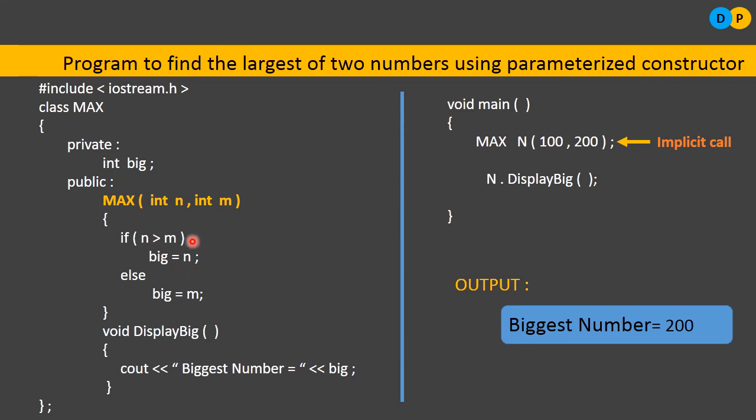That value will be stored or assigned to the data member big. Later, using the display big member function, I will be displaying which is the biggest of the two numbers. So this is the story within the class max. Now I need to define the main function. Void main. Within the main function, first of all, I need to create an object for the class max. So max n, and within parenthesis, directly I am passing the values 100, 200.